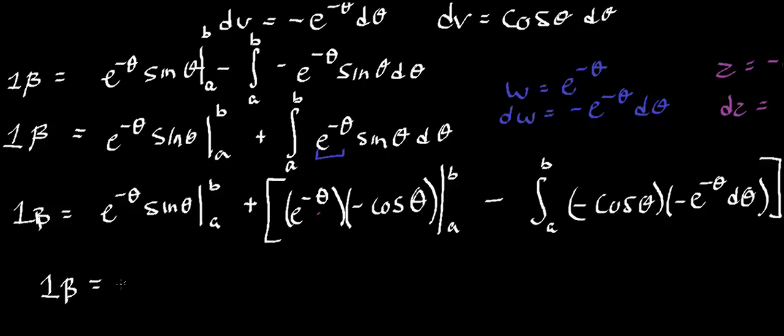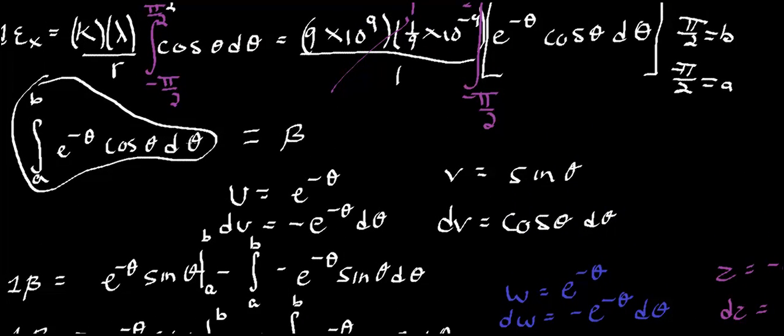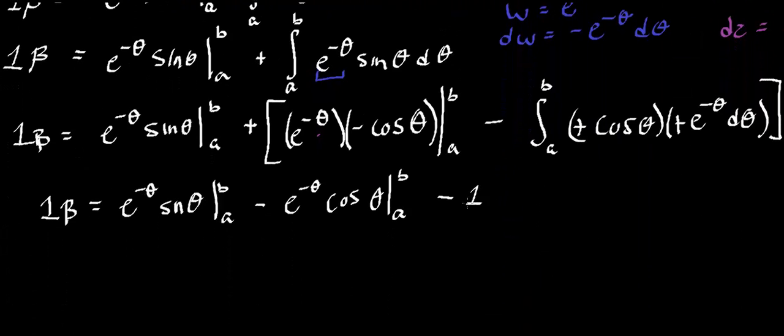We'll say 1 beta is equal to e to the minus theta sine of theta from a to b. This is going to be minus e to the minus theta times cosine of theta. I just pulled the minus sign out in front and then evaluate that from a to b. Well, these minus signs essentially cancel, so it's minus the integral of e to the negative theta cosine of theta d theta. But notice I made that substitution with beta, right? The integral from a to b of e to the negative theta cosine of theta d theta is just beta. So this is minus 1 beta. And that's the reason I made this substitution.